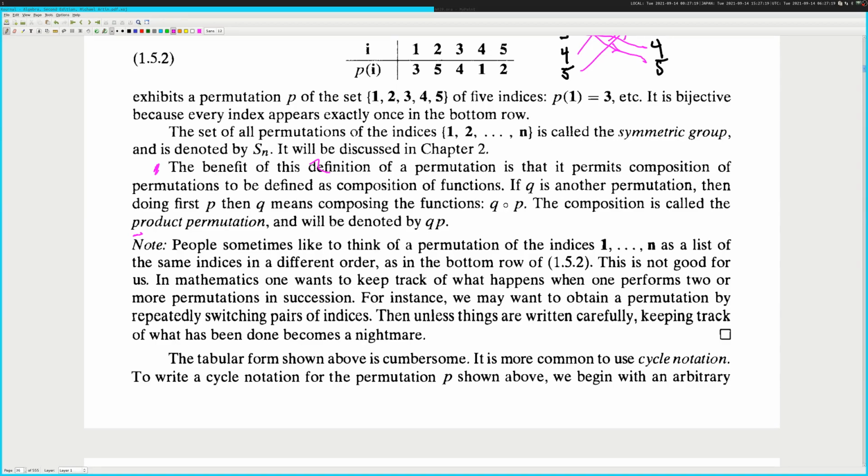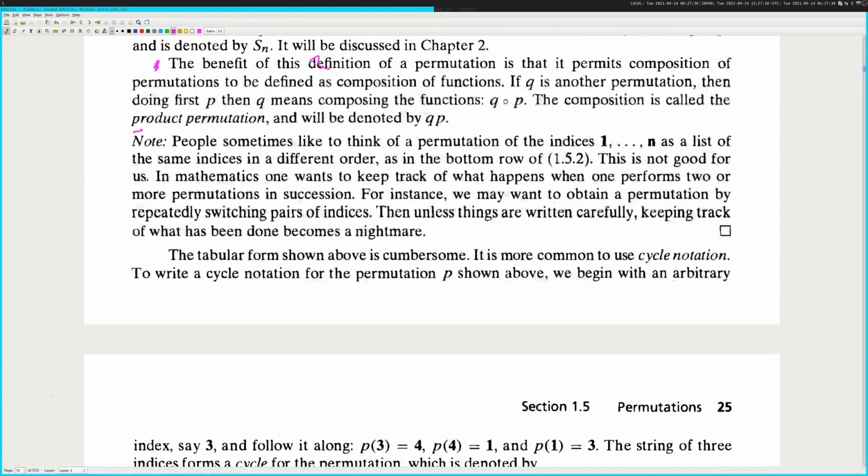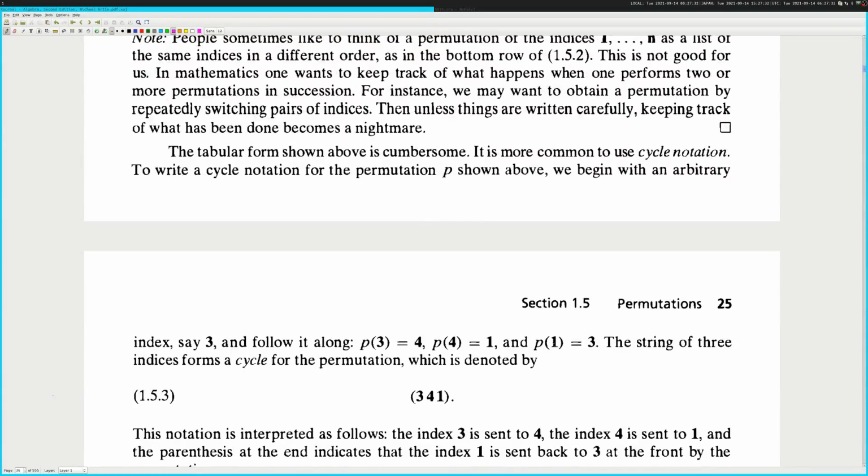Why do you have QED here, dude? The tabular form shown above is cumbersome. It is more common to use cycle notation. To write cycle notation is wonderful. Okay. Oh boy, this is some geogritude. You're gonna love this.